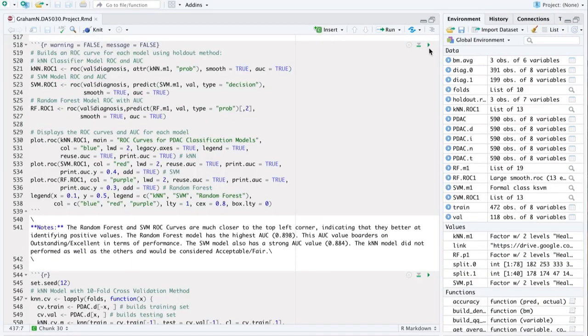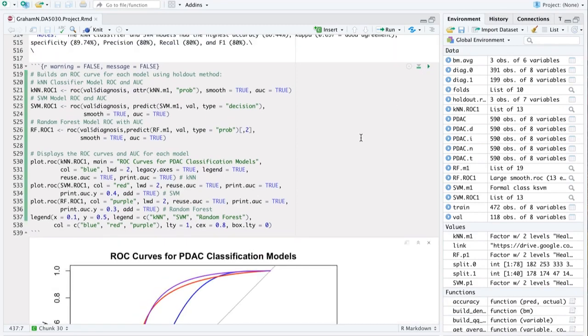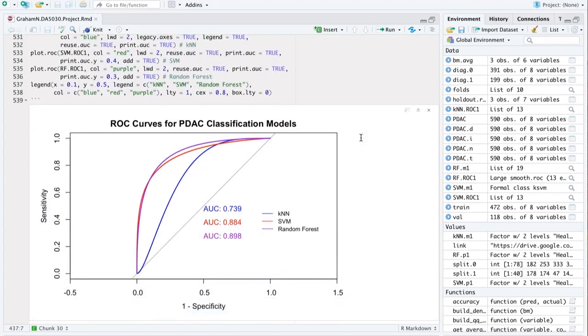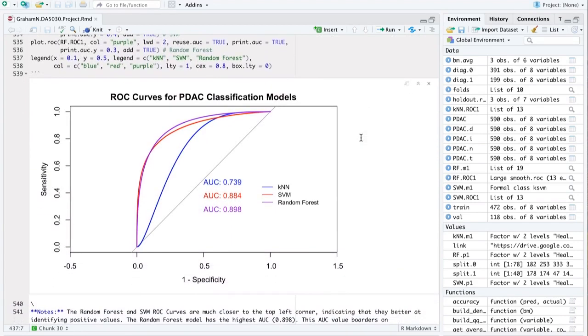To evaluate the models, I decided to build ROC curves and also calculate area under the curve. Despite the random forest performing much worse for the initial pass, it actually had a very high ROC and high AUC compared to the KNN model. The support vector machine also performed pretty well.